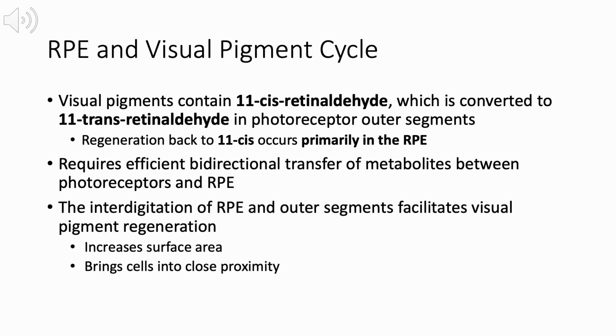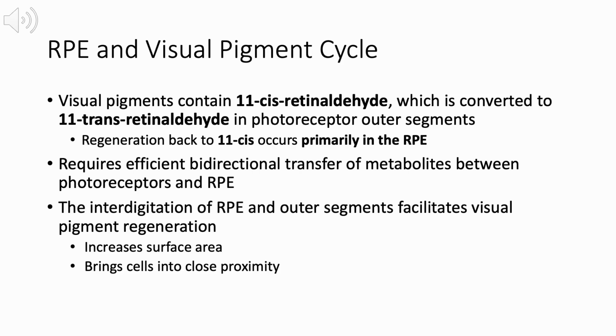This slide reviews the role of the retinal pigment epithelium in the visual pigment cycle. Visual pigments contain 11-cis-retinylaldehyde, which is converted to 11-trans-retinylaldehyde within the photoreceptor outer segments during phototransduction. Regeneration back to the 11-cis form occurs primarily in the retinal pigment epithelium. This cycle requires efficient bidirectional transfer of metabolites between photoreceptors and the RPE.